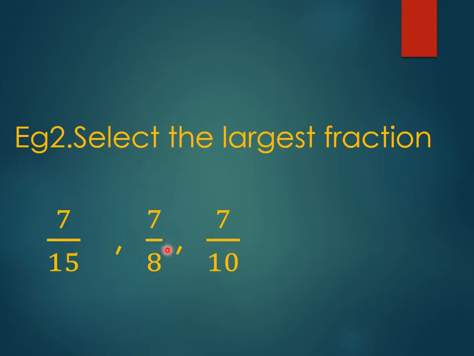Select the largest fraction. The numerators are the same. Actually, the numerators may be 1 or 2 or 3 or any number, but if they are the same, we can get the decision. The fraction which has the smallest denominator is the largest fraction.